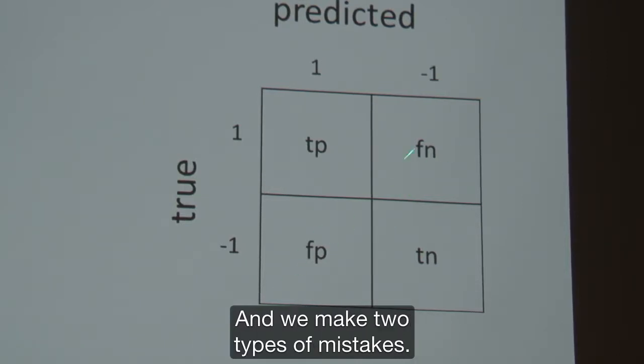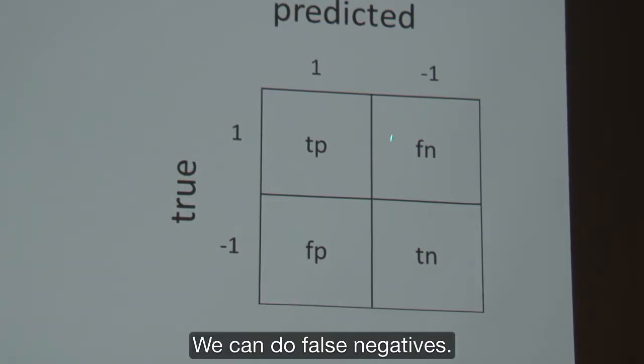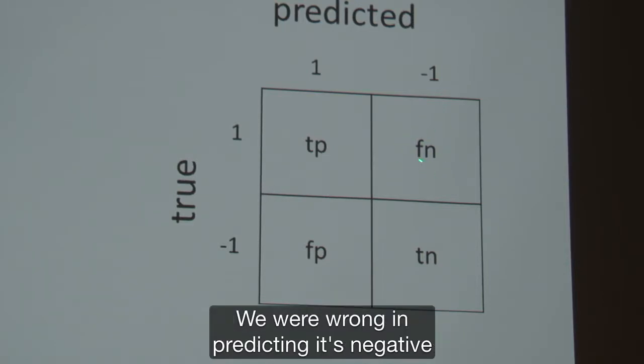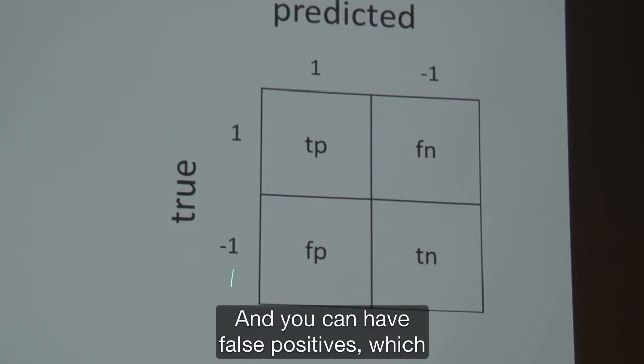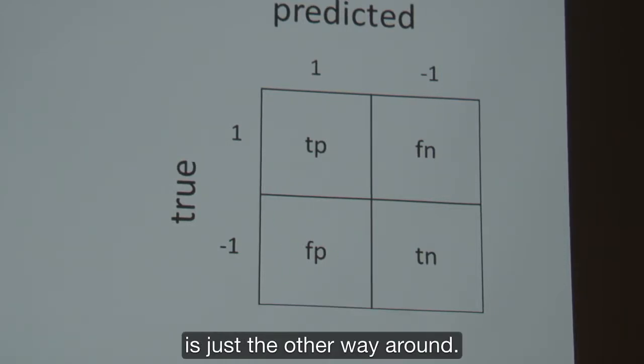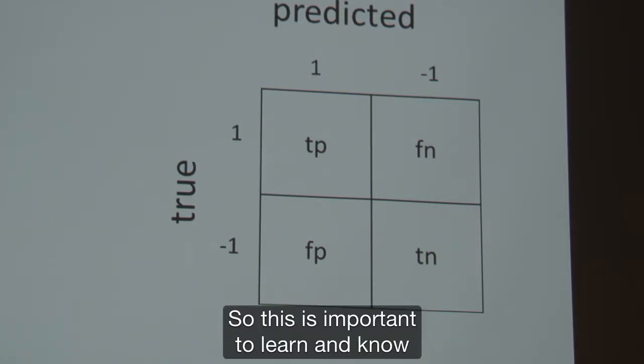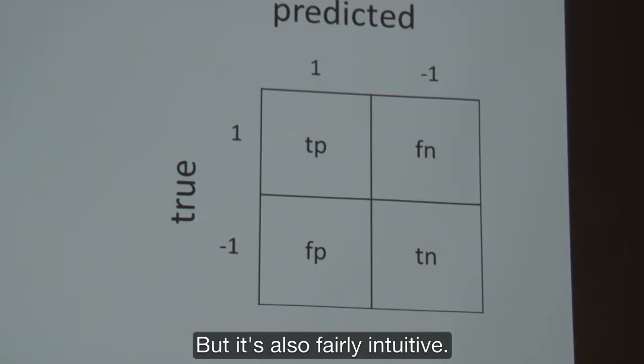We make two types of mistakes. We can have false negatives: we were wrong in predicting it's negative because it's actually positive. And you can have false positives, which is just the other way around. This is important to learn and know what it's referenced by, but it's also fairly intuitive.